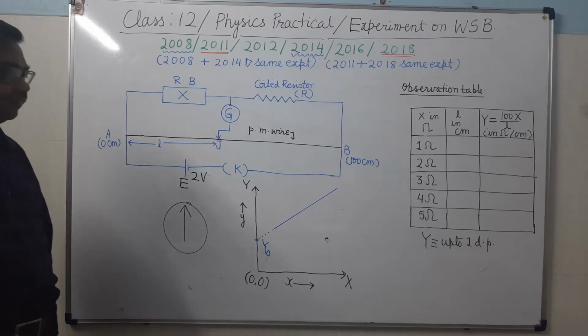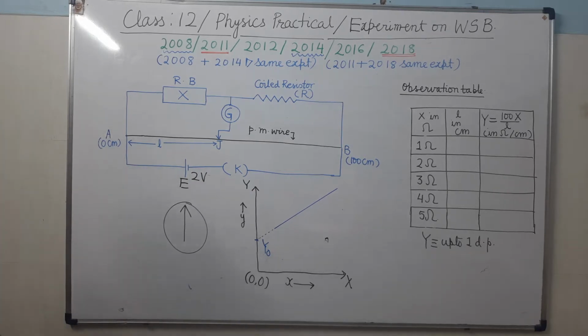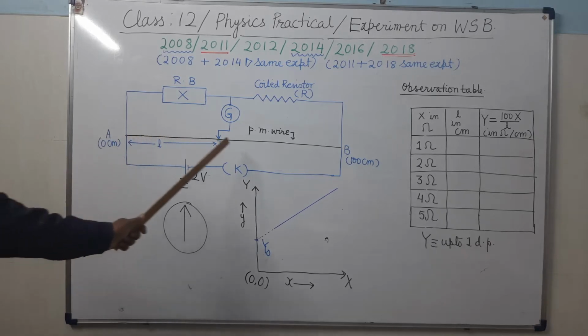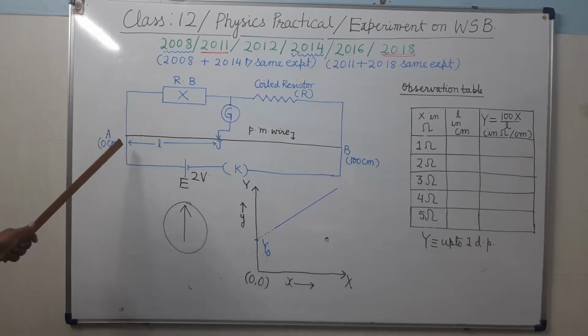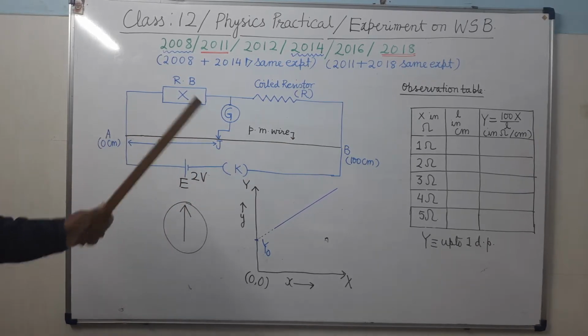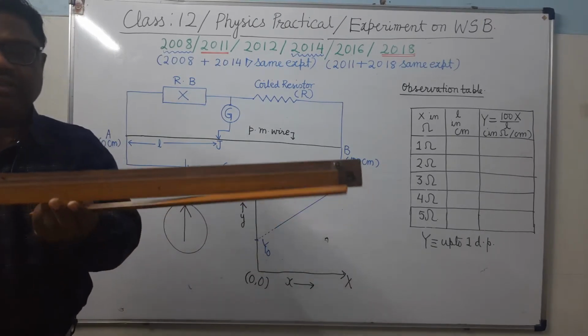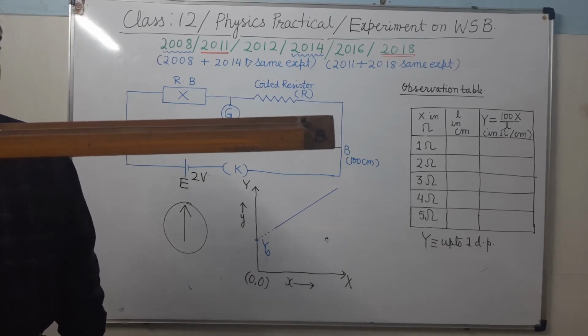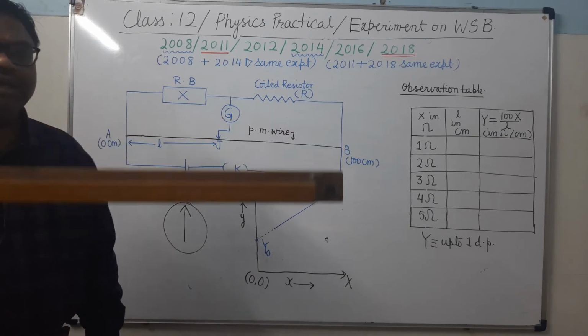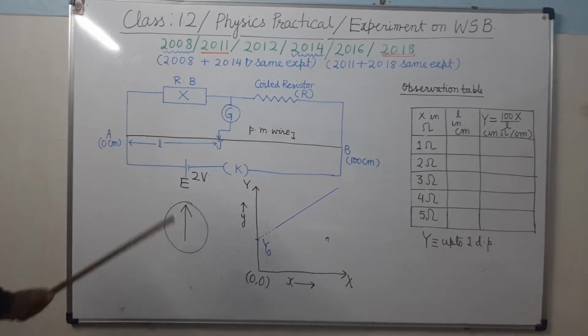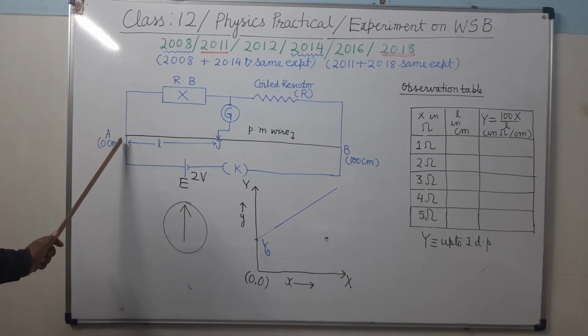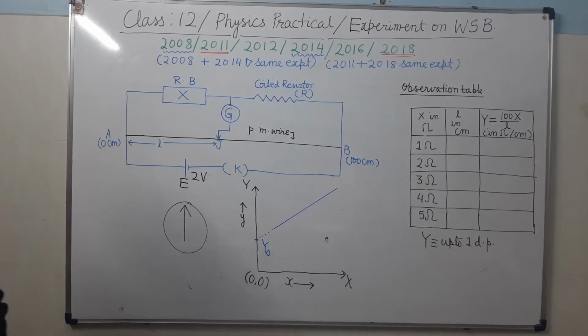Now see here. How will you set up the circuit diagram? You can see here AB, which is in black color. This is the potentiometer wire, which is stretched on this wooden frame. It has two binding terminals. The binding terminal towards the 0 centimeter mark is marked as A, and the other, towards the 100 centimeter mark, is marked as B.